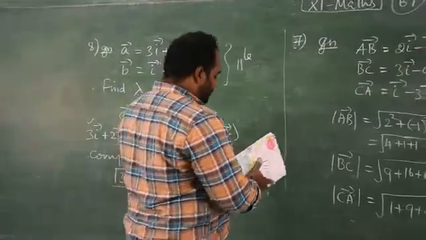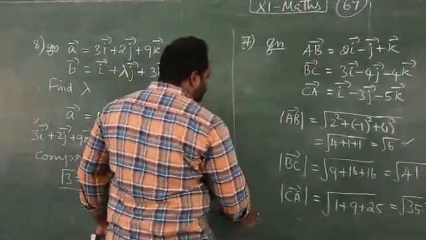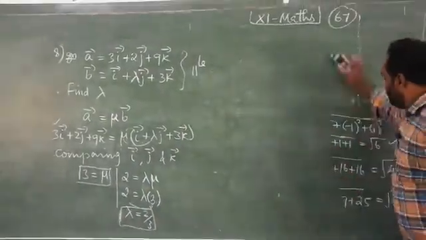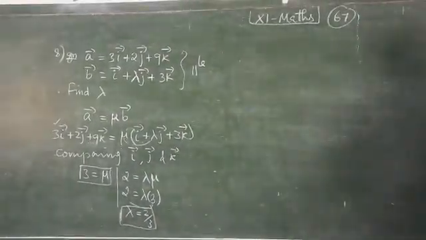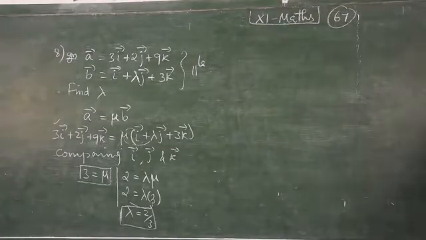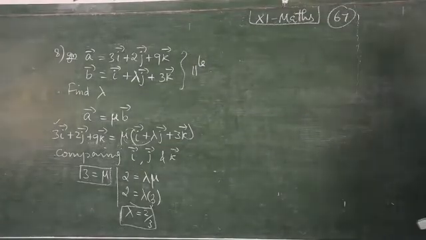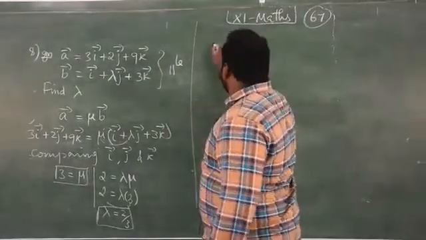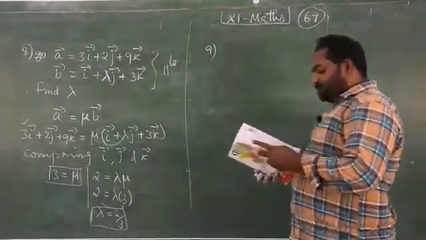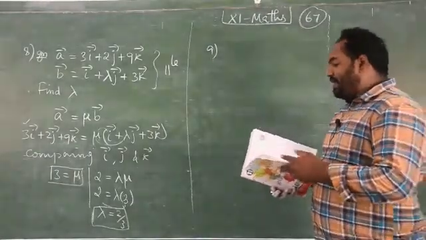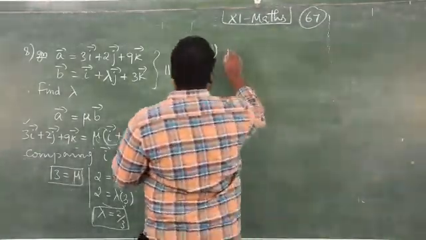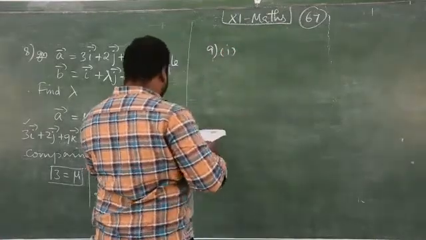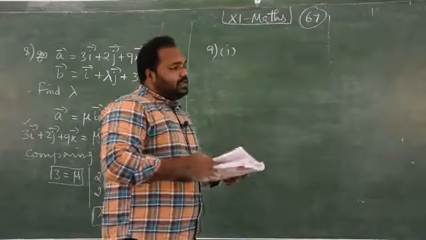Next, problem number 9. Problem number 9 is: show that the following vectors are coplanar. Here we have two subdivisions. In one, three vectors are given, and we have to show that they are coplanar.